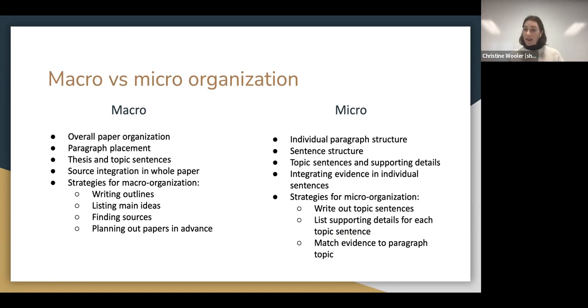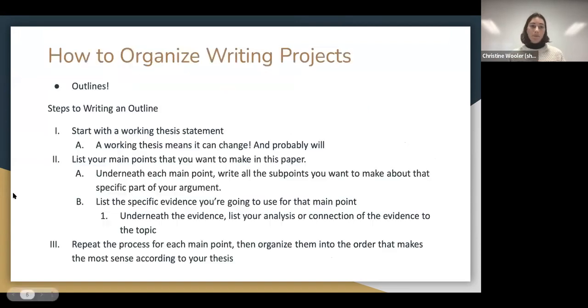And so to plan that out, you can write out your topic sentences ahead of time. You can list supporting details for each of those. You can match your evidence to the topic of that specific paragraph ahead of time. And so macro is paper organization, micro is paragraph organization. That's a good way to think about it. And a good paper will have both. So those are important things to think about as you're writing.